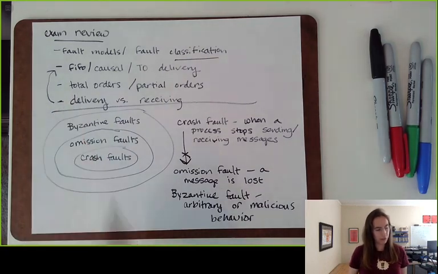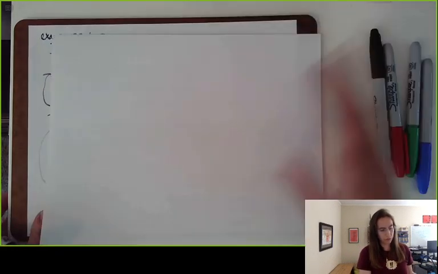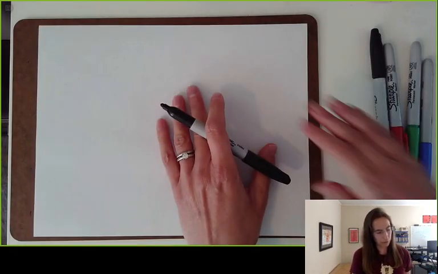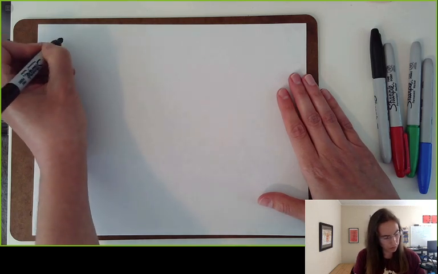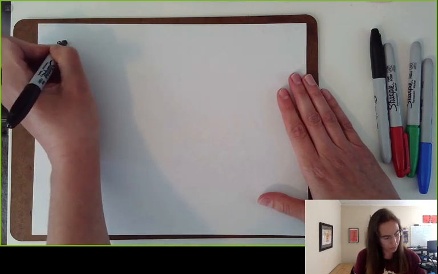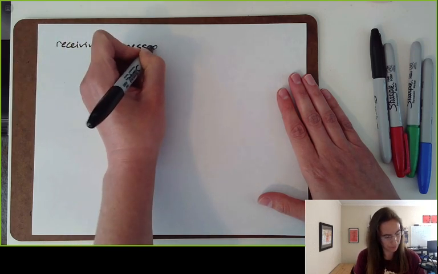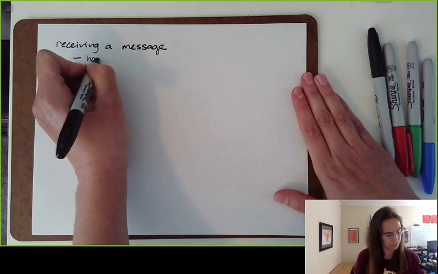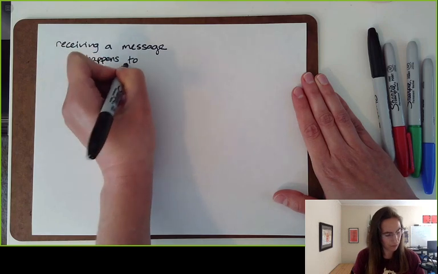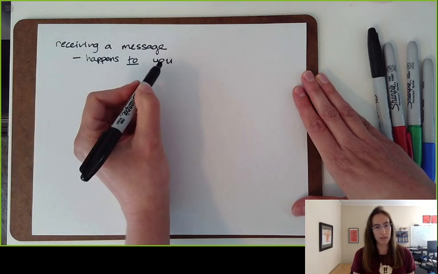Let's move on. So let's talk about these delivery guarantees. So actually, let's talk about delivery versus receiving. A couple people asked about this, and this is a pretty fundamental concept. So receiving a message is something that happens to you. You don't get to control when you receive a message. It just could happen at any time.